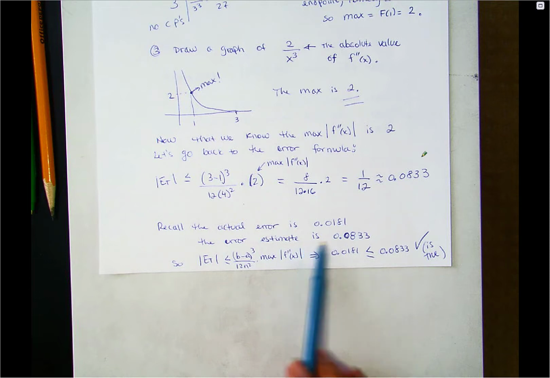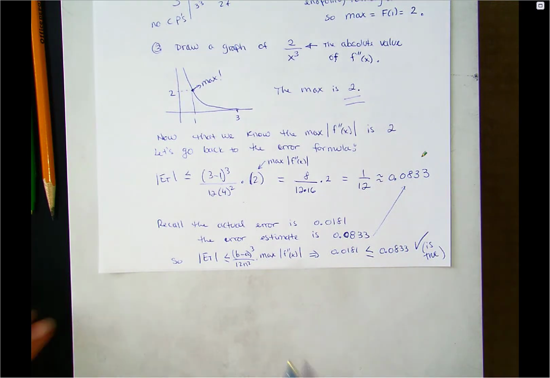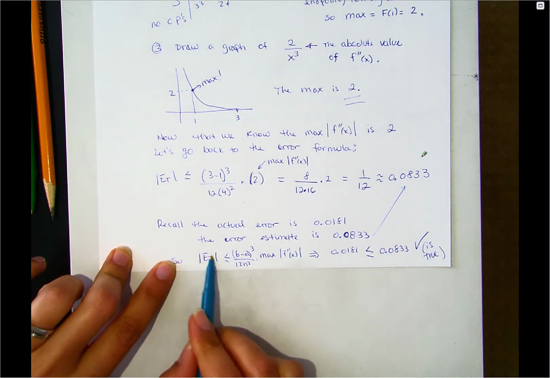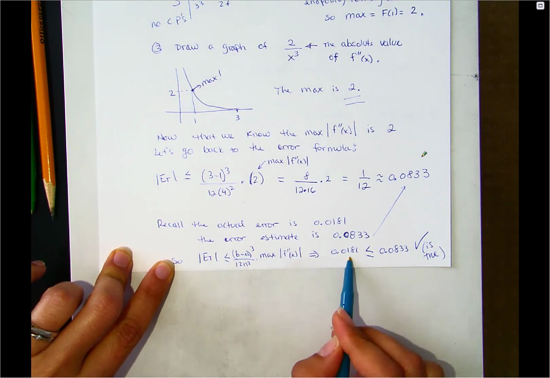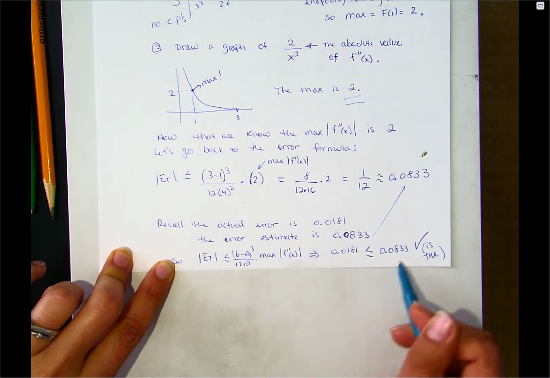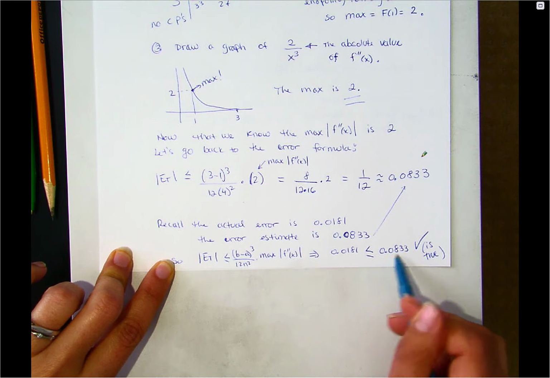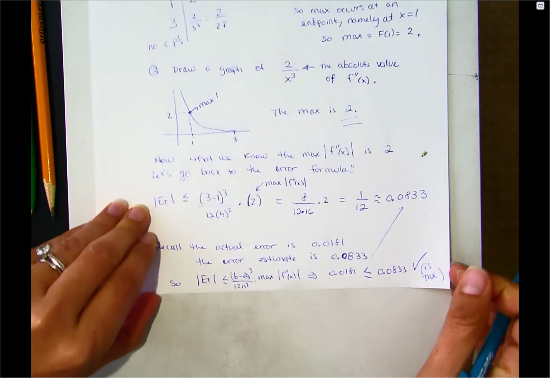The error estimate is this guy, 0.0833. So the actual error should be less than the error estimate, which it is. This was our actual error in the trapezoid rule, and this was our estimate. 0.0181 is definitely less than 0.0833. So this is true.